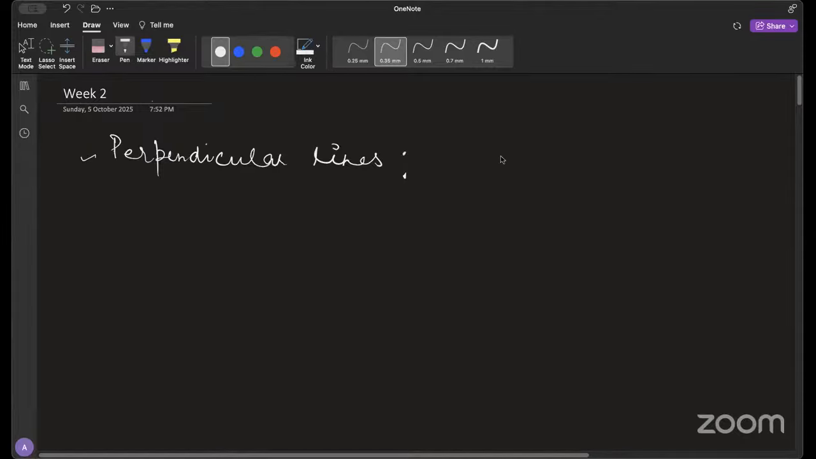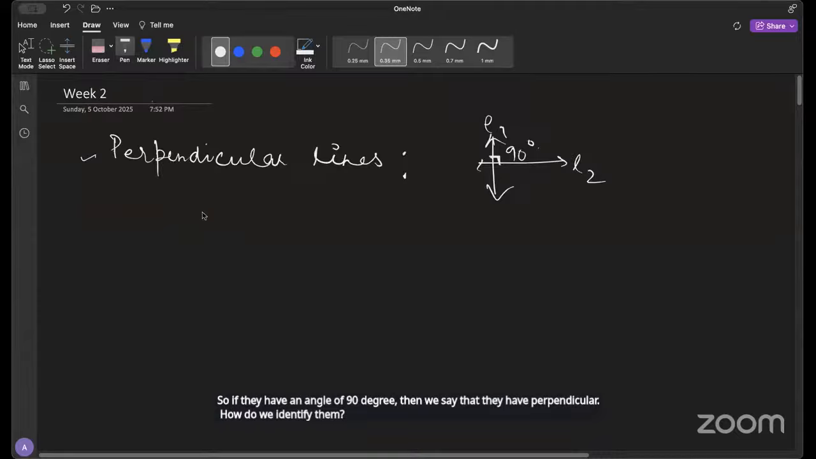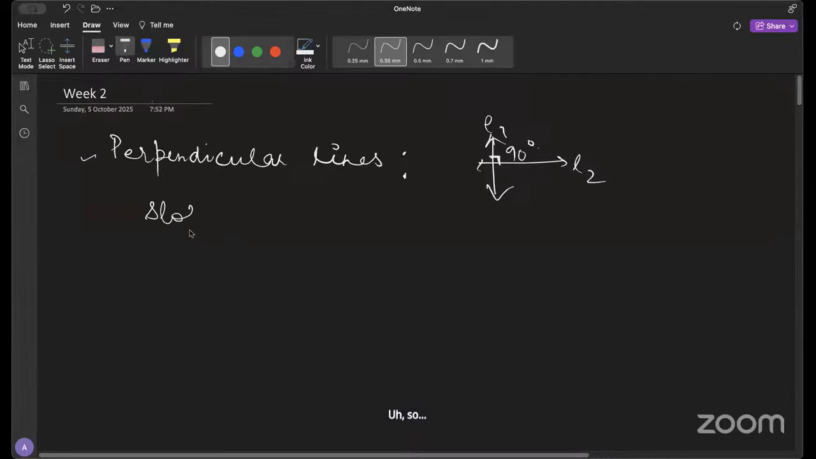Perpendicular lines are, let's say there are two lines at an angle of 90 degrees. That's what perpendicular lines are. Let's say this is L1 and this is L2. If they have an angle of 90 degrees, then we say that they are perpendicular. How do we identify them? We identify them by their slope.